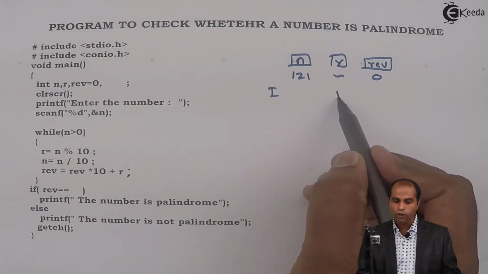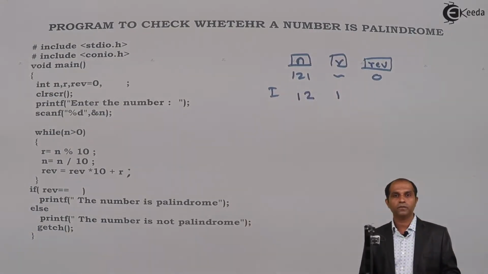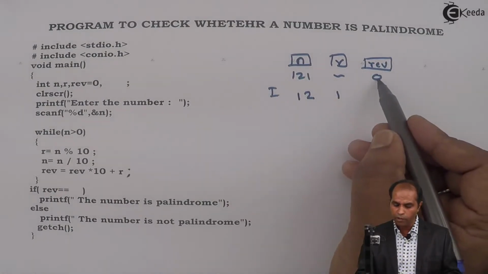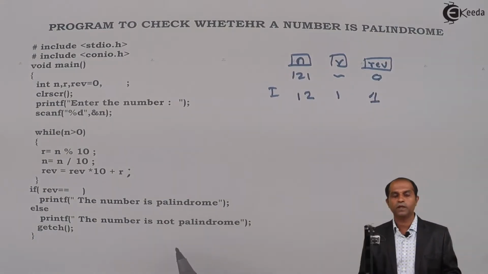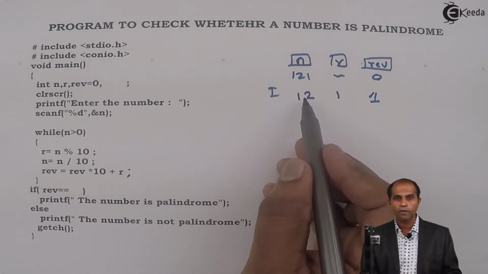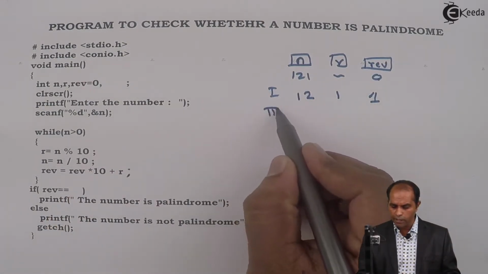True in the sense, 121 mod 10 is 1, and 121 by 10 is 12. After that, rev equals rev asterisk 10 plus r. So rev into 10, that is 0 into 10, plus the value of r, which is 1. So I'll get the value 1. Go back, 121 by 10, that is 12. Is 12 greater than 0? True. True in the sense, start the second execution.